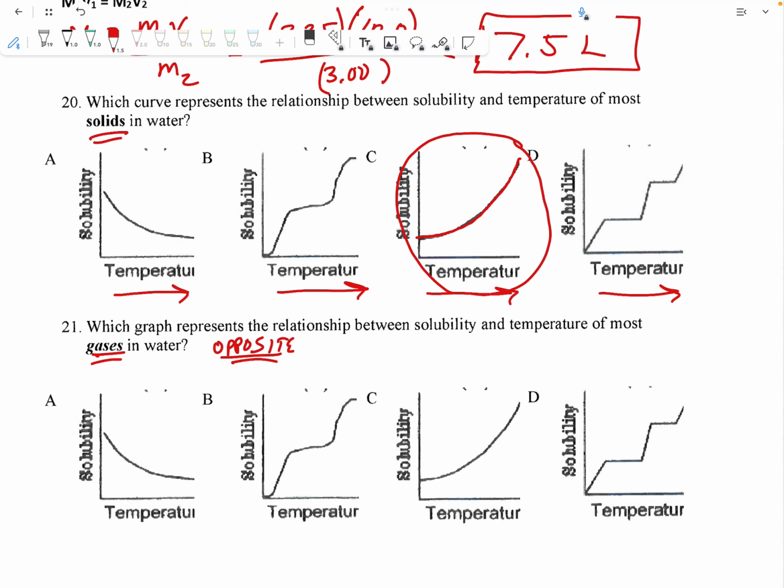The graph that represents the relationship for gases, solubility and temperature, that's the opposite of the solids. The only one that'll do that, where solubility decreases as temperature increases, is this one right here.